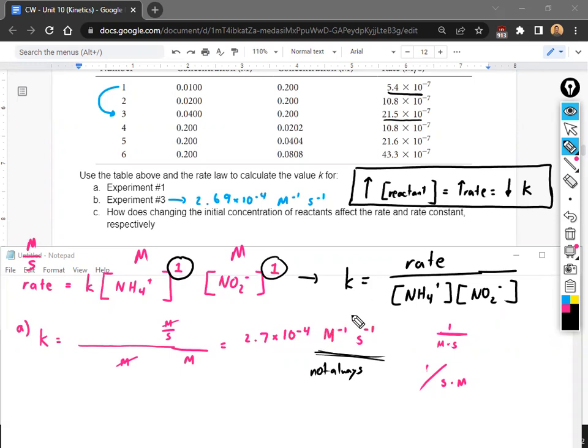Be aware that the unit of measurement for K does not always stay the same. It's going to change depending on what reaction we're looking at. But that's what we'll do next time. Okay? Woohoo!